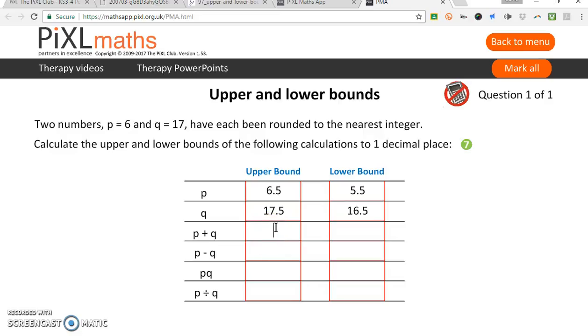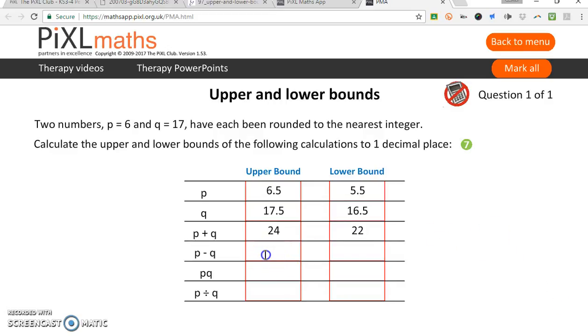That's going to give me an answer of 24. And if I look over here, 5.5 plus 16.5 is 22. Okay?